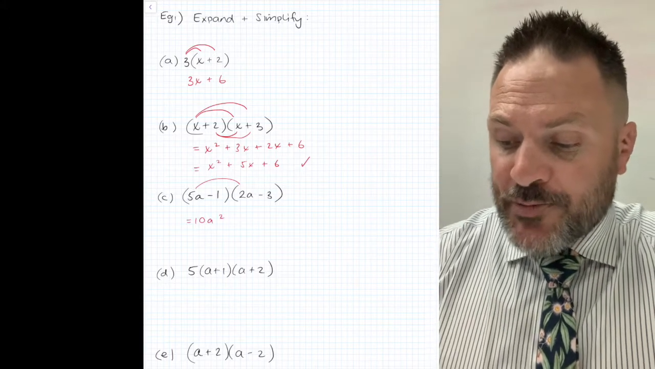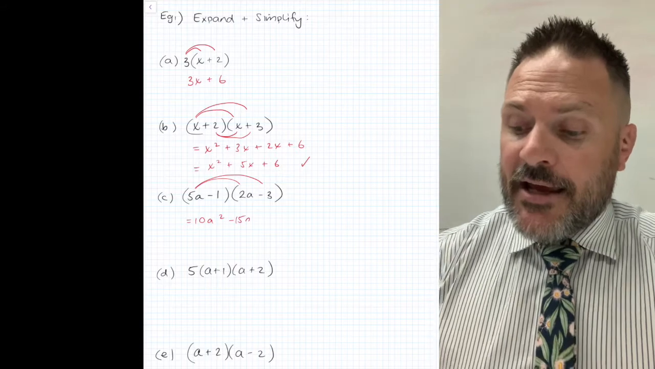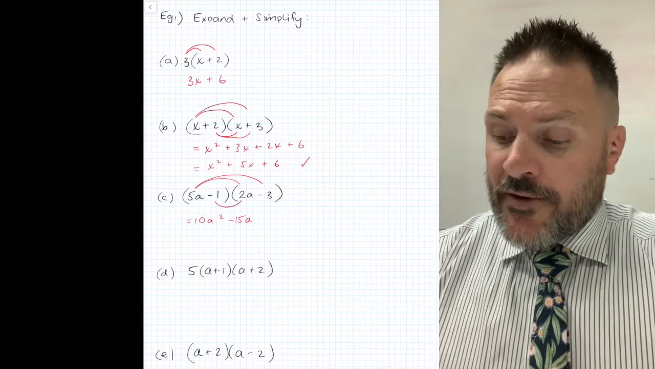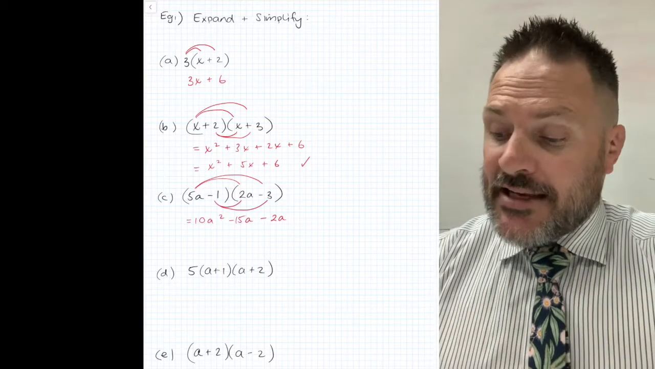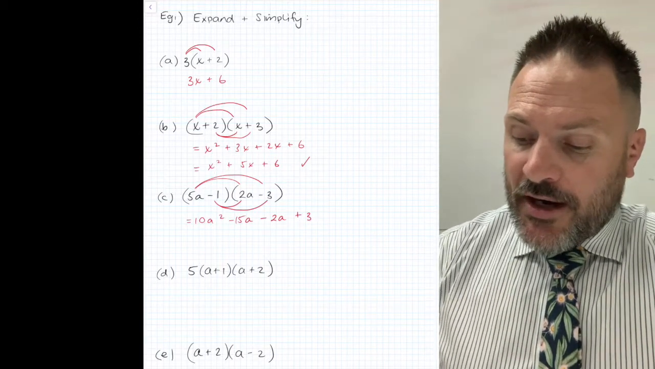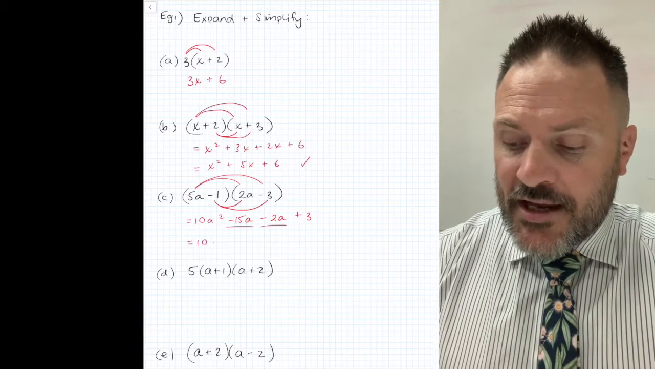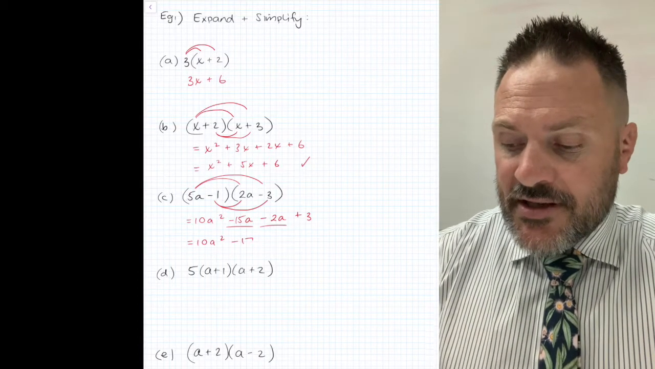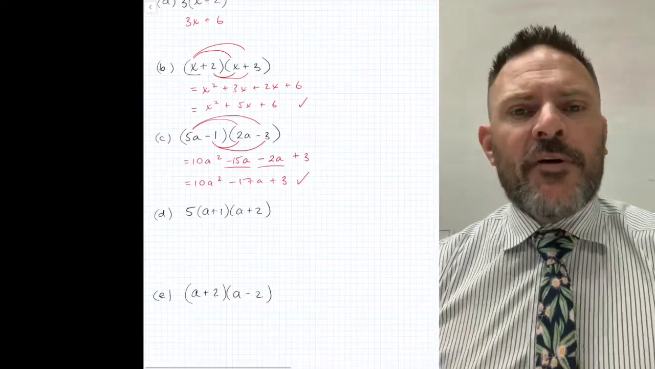And then we're going to multiply the 5a and the minus 3, which makes negative 15a. Negative 1 times 2a, of course, is negative 2a. And the negative 1 times negative 3 is positive 3. Again, I can add or subtract the like terms in the middle there. I'm left with 10a squared minus 17a plus 3 as my final answer. Okay, again, nothing really new.